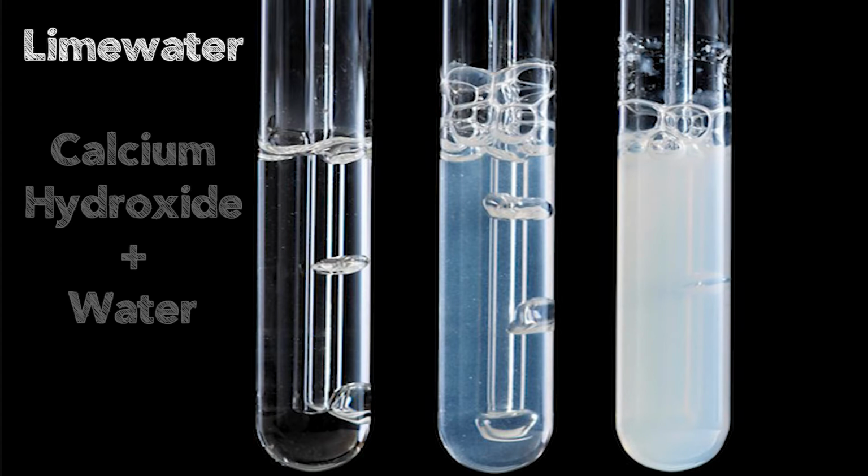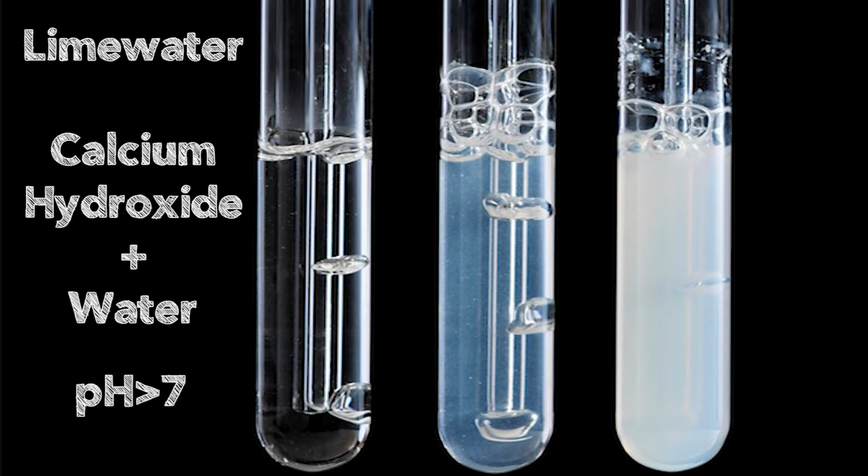The lime water is a solution of calcium hydroxide in water, and it has a pH greater than 7, so it is therefore an alkali. It turns cloudy when the CO2 is bubbled through because CO2 gas is acidic and reacts to form a precipitate of calcium carbonate.